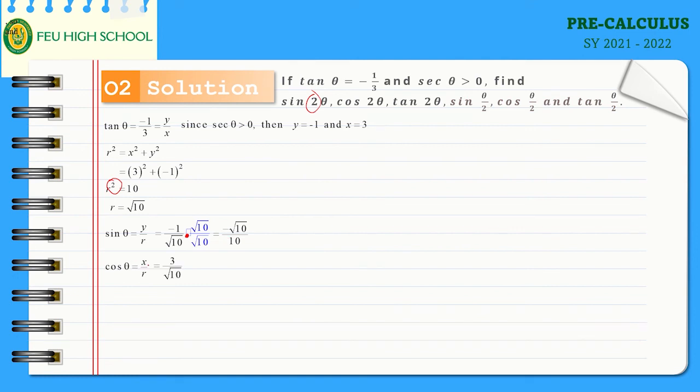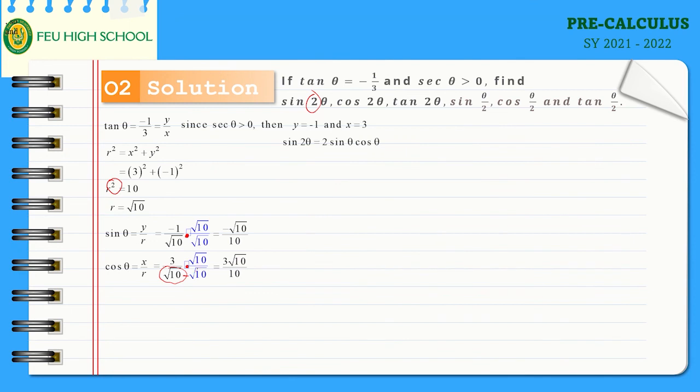Cosine theta is x over r. So, 3 over square root of 10. Then, may irrational number ulit tayo sa denominator. So, magra-rationalize tayo ulit. So, we need to multiply square root of 10 over square root of 10. So, 3 square root of 10 yung numerator. Square root of 10 times square root of 10, magiging 10 lang yan.